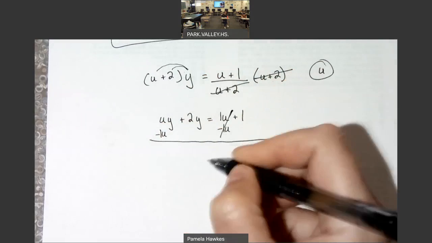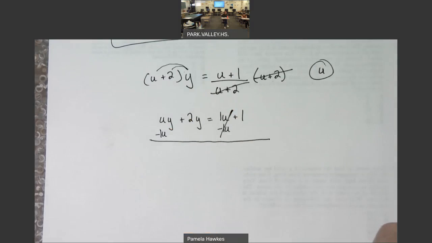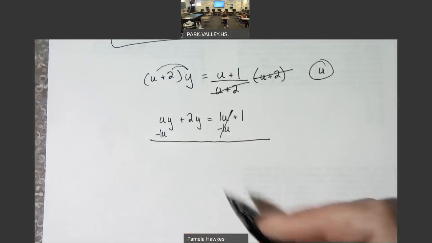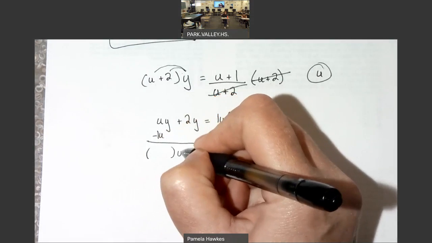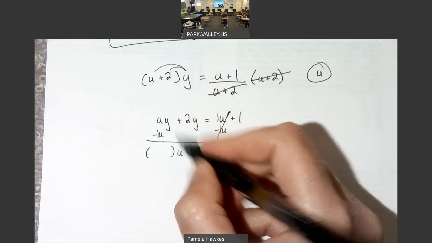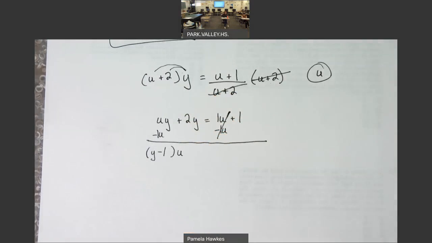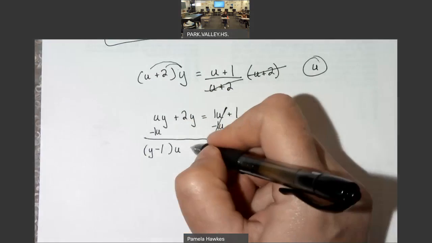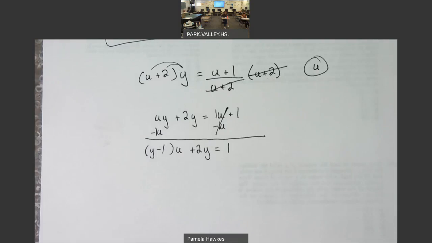And these go away, and how do I subtract these? What? It won't cancel out. But remember what I told you before? If you have a u, what do you do with the rest of it? You just take the u and put it on the outside, and what do I have left? Y minus 1, right? Plus 2y is equal to 1. Okay, I'm now ready.